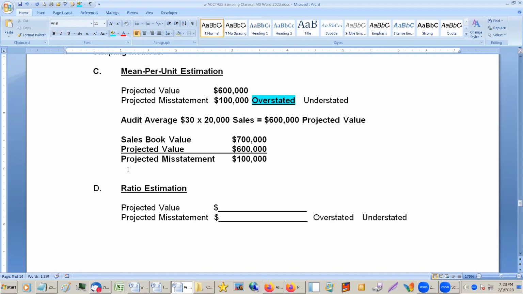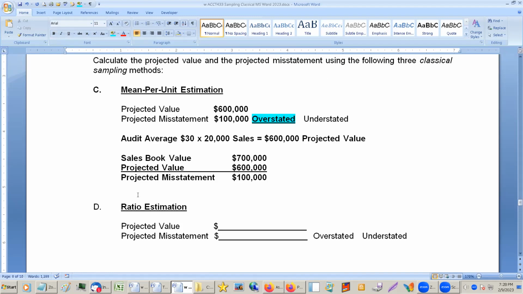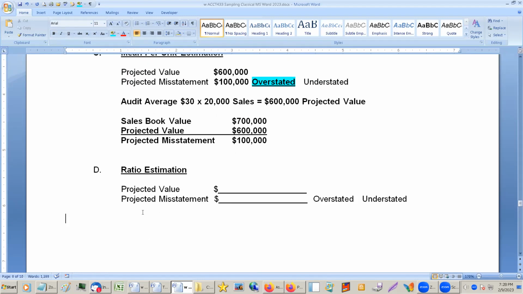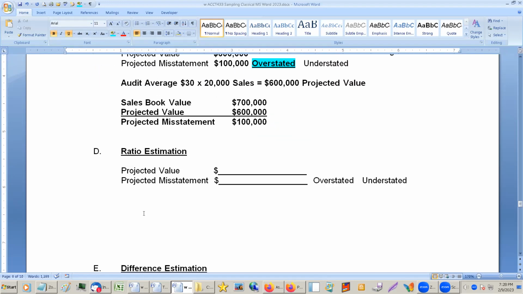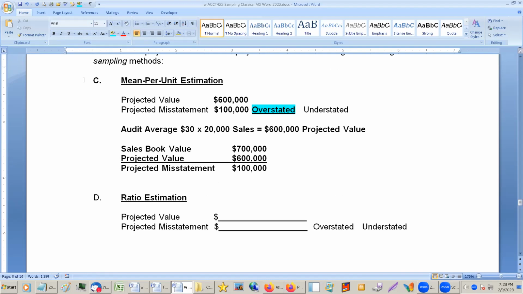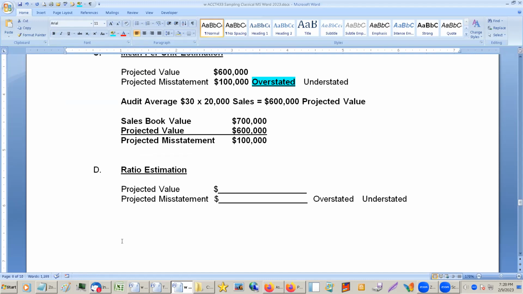Ratio estimation to me is probably the most useful of them. I think when I was doing auditing, I may have used the mean per unit on a few of them, but for most of them, they were ratio estimation. A lot of financial stuff was ratio estimation. I think for some inventory, I may have used mean per unit for the manufacturing stuff, but most of it was ratio.